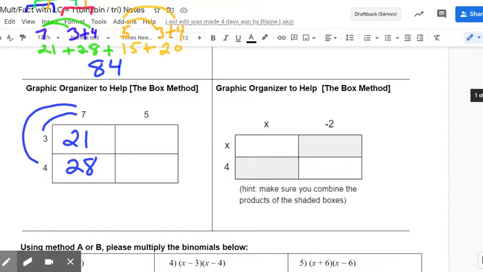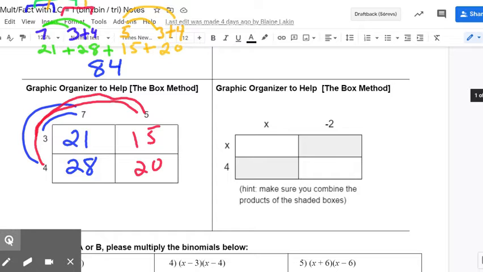And then if we do 3 times 5, we get 15. And if we do 4 times 5, we get 20. Really looks the same as it did above, but it's just graphical. The thing I like about this is it's harder to miss. It's almost impossible to miss multiplying one of the terms by one of the other terms. All right, let's look at that though if there's variables involved, because that can happen, right?